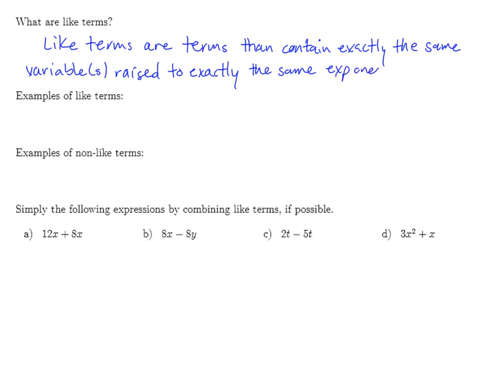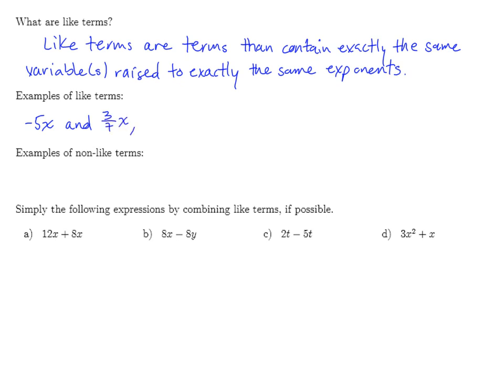Okay, so with that in mind, let's look at a few examples of like terms. So a simple example, let's say that our variable is x and we have it raised to the first power. So two like terms with just the variable x, we could have 5x, or let's even make that negative 5x, and let's do 3/7 x. Those would be like terms.